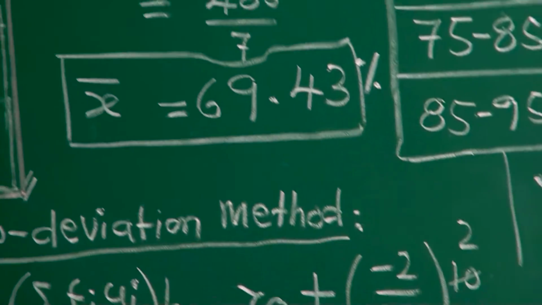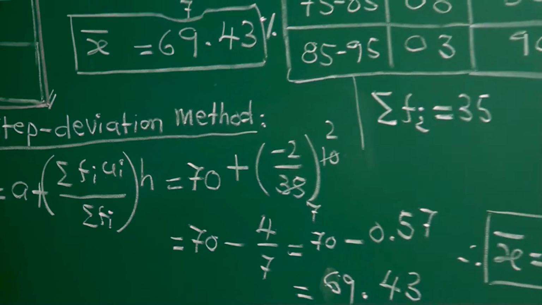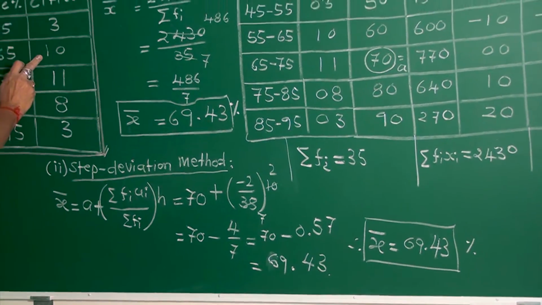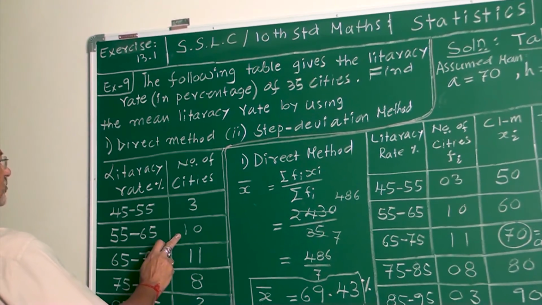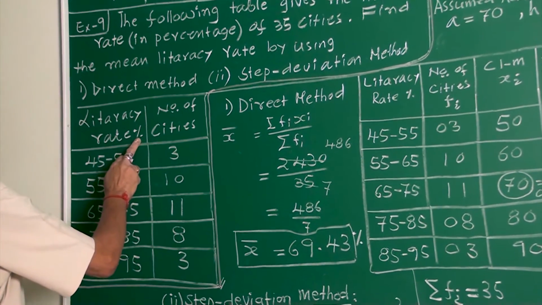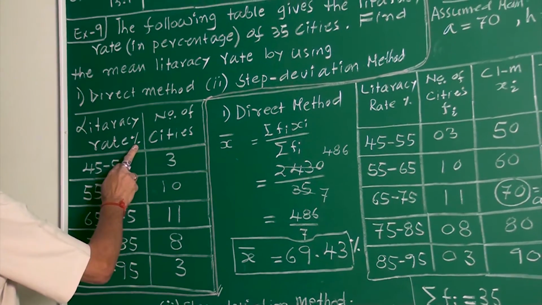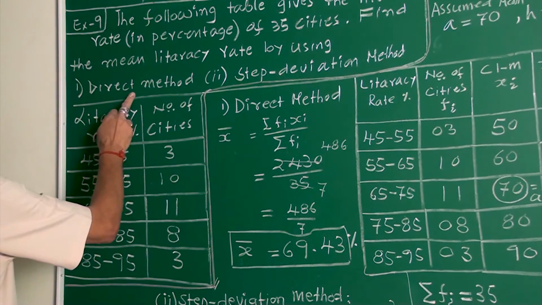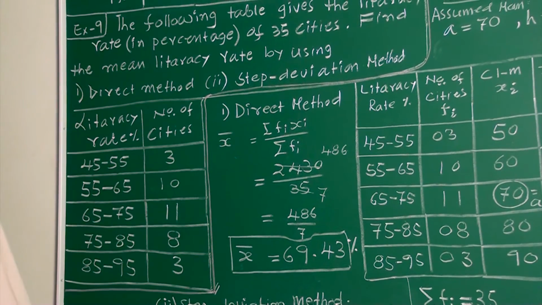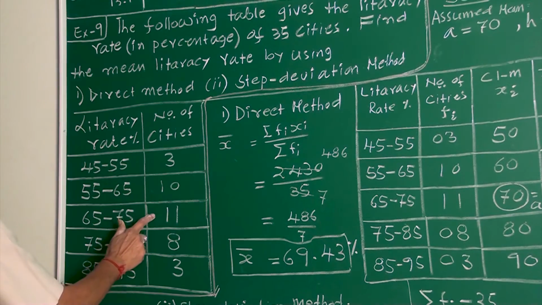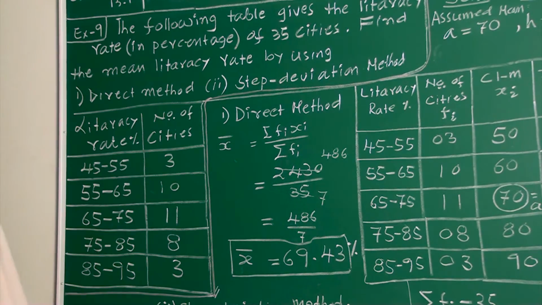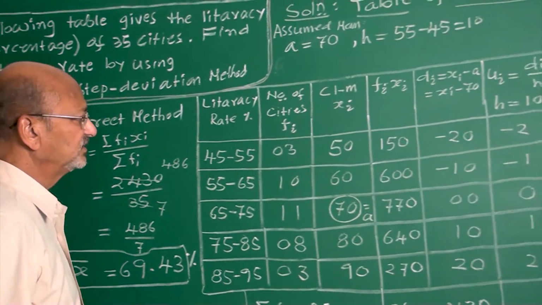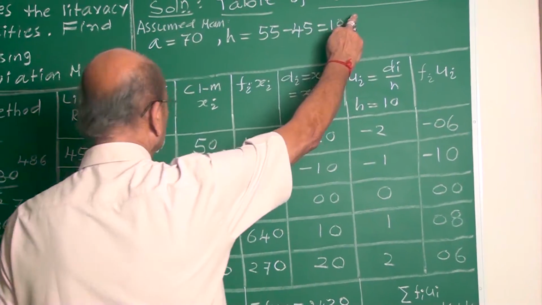Yes, friends. This is the question. The following table gives the literacy rate, in percentage, of 35 cities. Find the mean literacy rate using the direct method and step deviation method. This is the frequency distribution table. With the help of this, we have to construct the table of calculation.